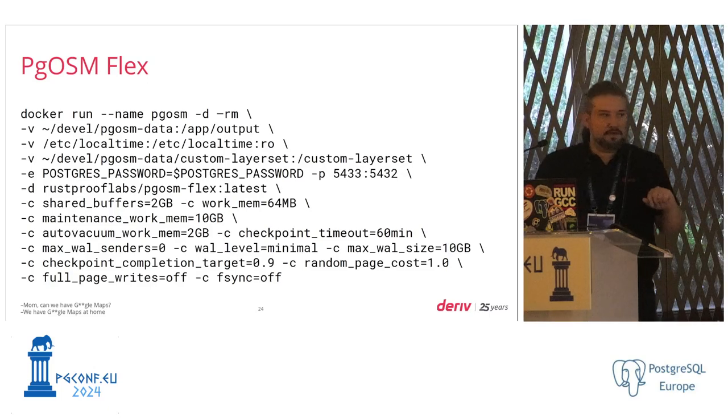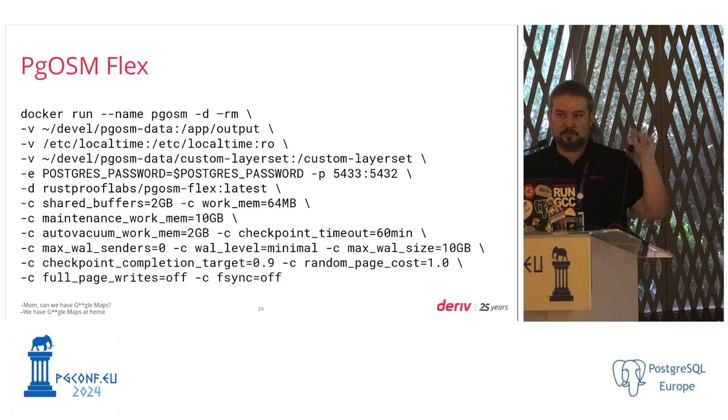You can also see some dangerous settings that are only useful for performance, such as fsync equals off. Don't do that in production. Don't.